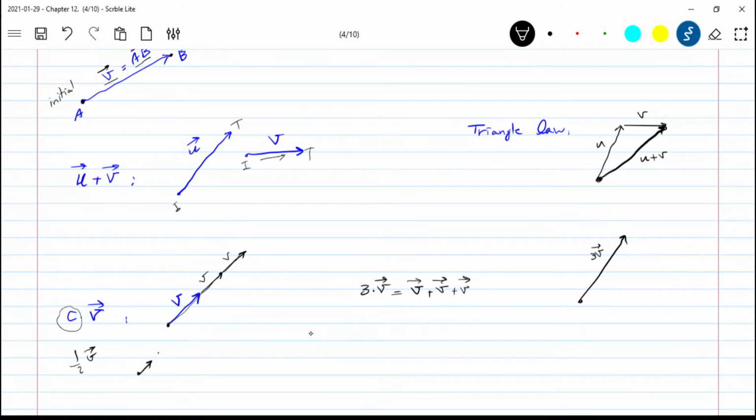If it is -1 times V, what does that mean? Or sometimes they write just negative V.